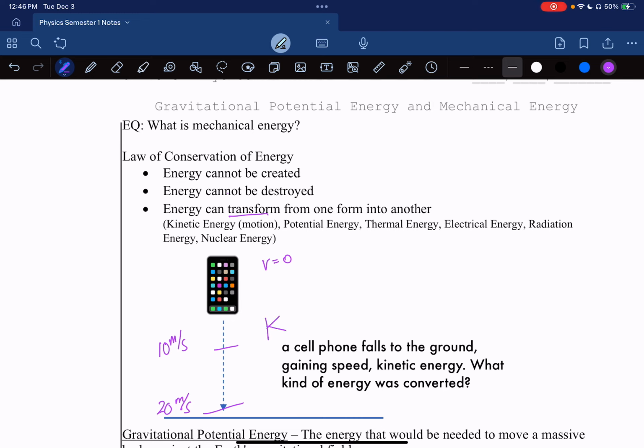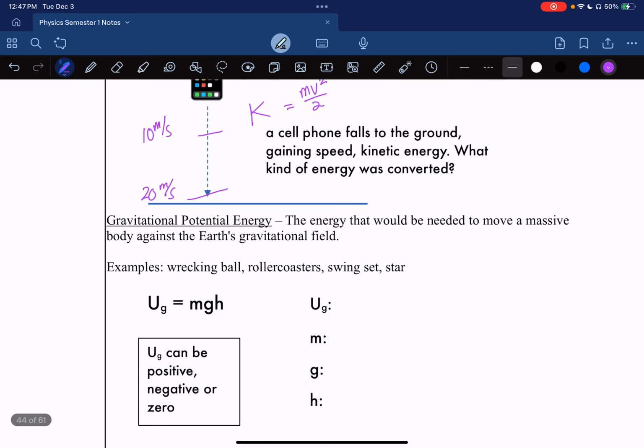Well, here, sorry, let's go back up here. Here it has 0 kinetic energy. Here it has some kinetic energy, which you would calculate mv squared over 2. You'd put the 10 in here and you'd put the mass of the phone, you'd have some positive number. And over here, you would have yet even more kinetic energy. 10 squared versus 20 squared down here, you're getting more and more kinetic energy as it falls. So we did not create that energy. We can't, according to the law of conservation of energy. Well, it's getting bigger, so obviously we didn't destroy it, but we can only transform it.